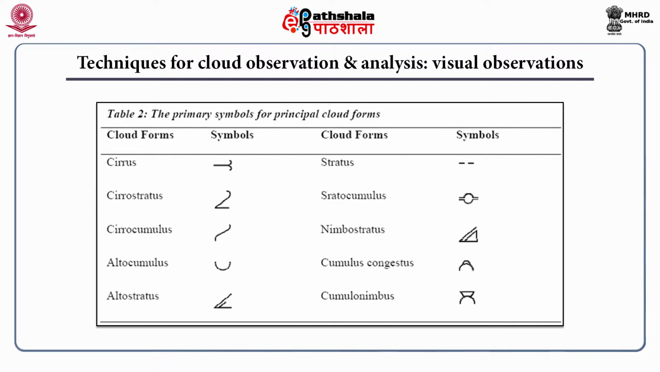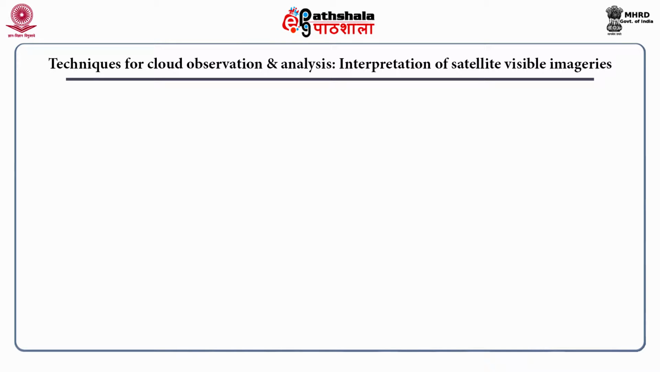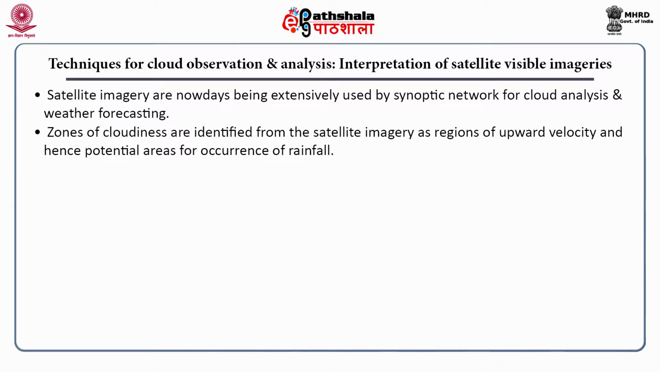As you know that there are 10 principal cloud forms, which are cirrus, cirrostratus, cirrocumulus, altocumulus, altostratus, stratus, stratocumulus, nimbostratus, cumulus congestus and cumulonimbus. So, these are represented by the symbols as depicted in the table. Now, techniques for cloud observation analysis using satellite visible imageries. Satellite imageries are nowadays being extensively used by synoptic network for cloud analysis. Zones of cloudiness are identified from the satellite imagery as regions of upward velocity and hence potential areas for occurrence of rainfall.